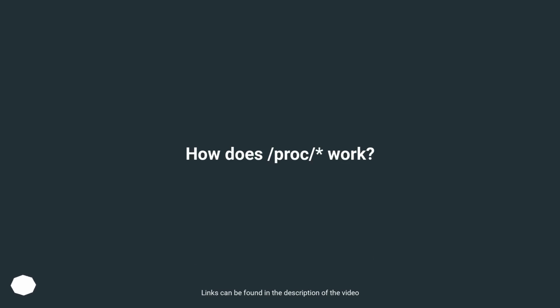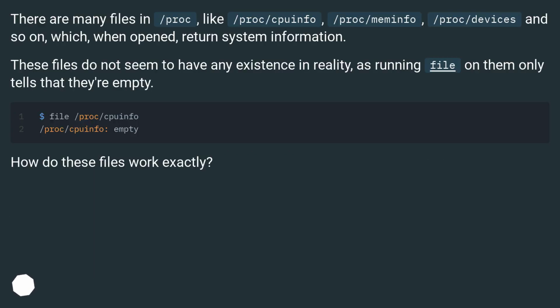How does /proc work? There are many files in /proc, like /proc/cpuinfo, /proc/meminfo, /proc/devices and so on, which, when opened, return system information. These files do not seem to have any existence in reality, as running file on them only tells that they're empty. How do these files work exactly?